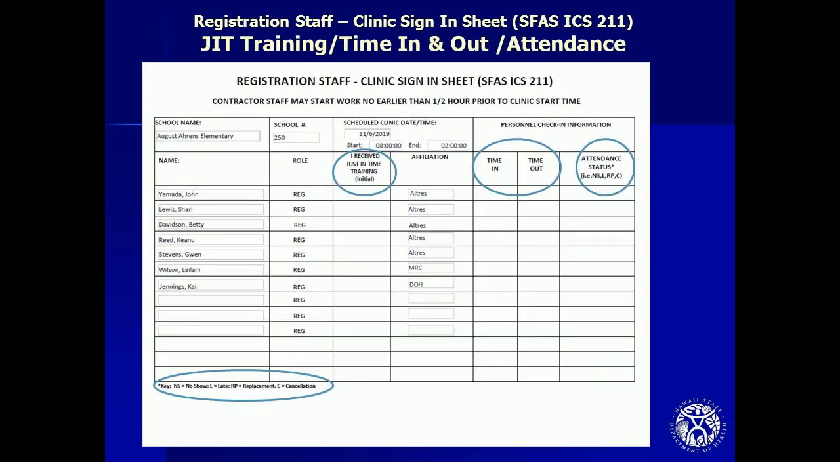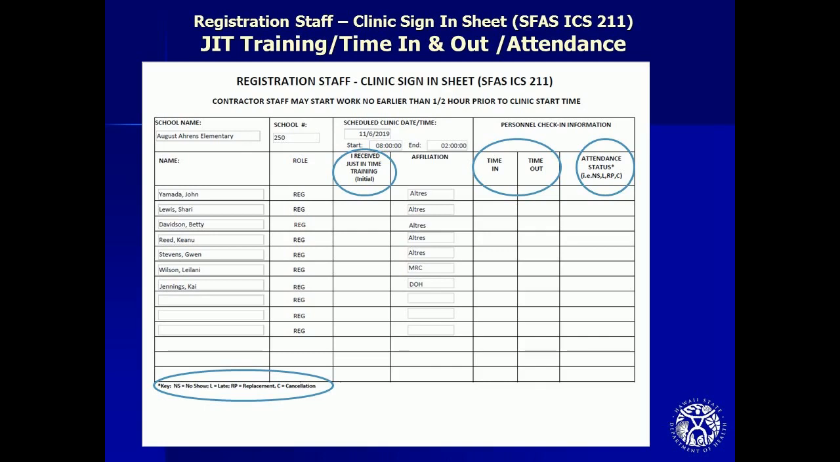Shown here is where all staff must initial to verify they received just-in-time training, and where staff must sign in under the time in and time out column. If the time in or time out is missing or unclear, clinic managers will be contacted to verify or provide the missing information. The last column titled Attendance Status is where clinic managers must document attendance issues.